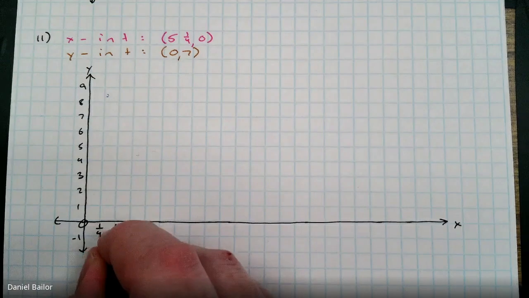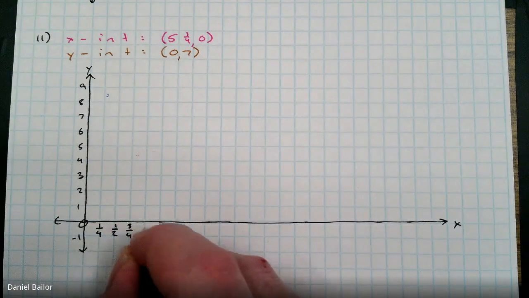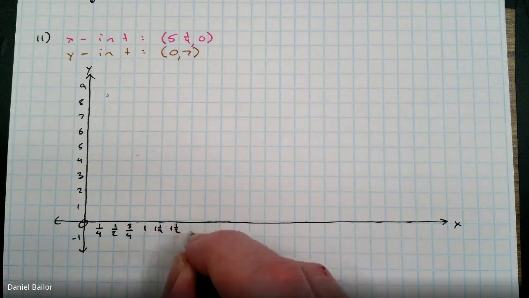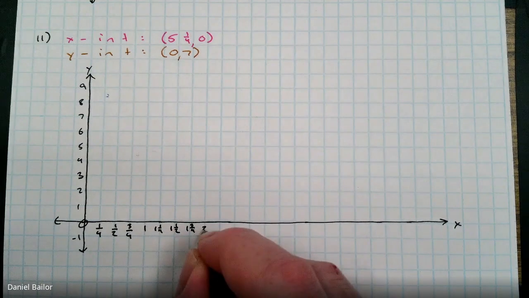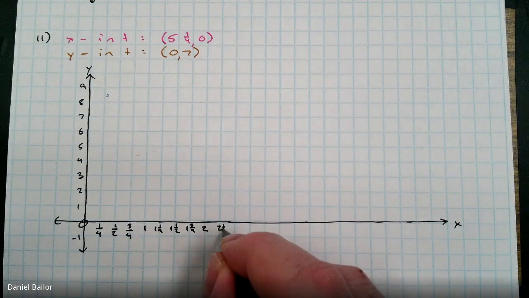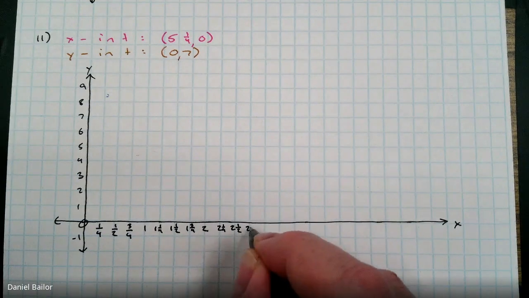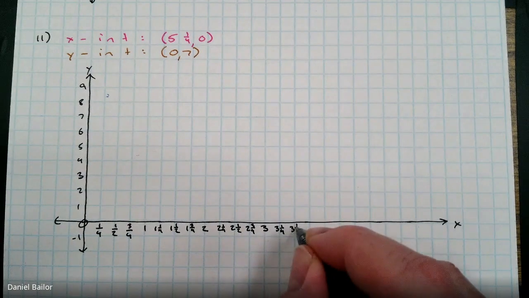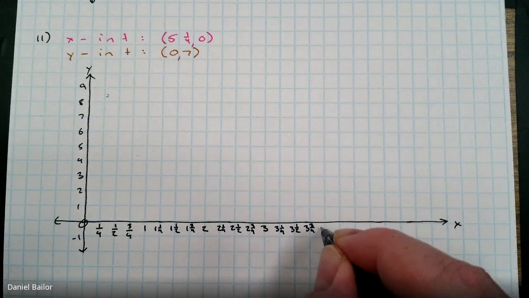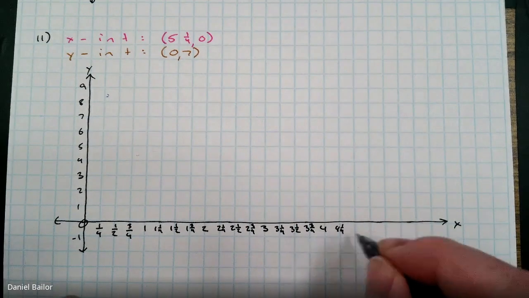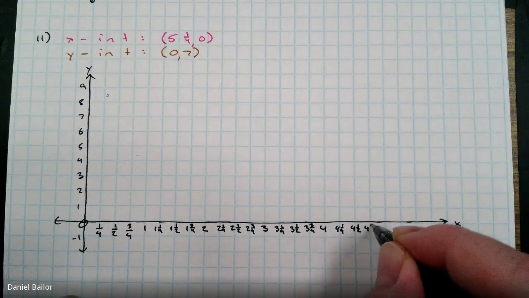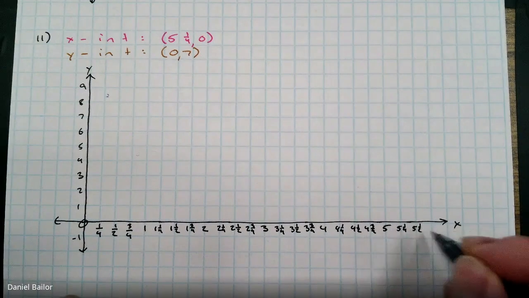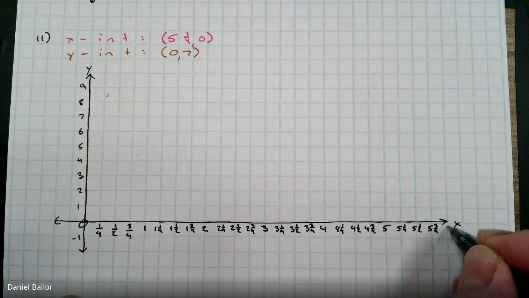1/4, 1/2, 3/4, 1. 1 1/4, 1 1/2, 1 3/4, 2. 2 1/4, 2 1/2, 2 3/4, 3. 3 1/4, 3 1/2, 3 3/4, 4. 4 1/4, 4 1/2, 4 3/4, 5. 5 1/4, 5 1/2, 5 3/4, and this one would be 6.